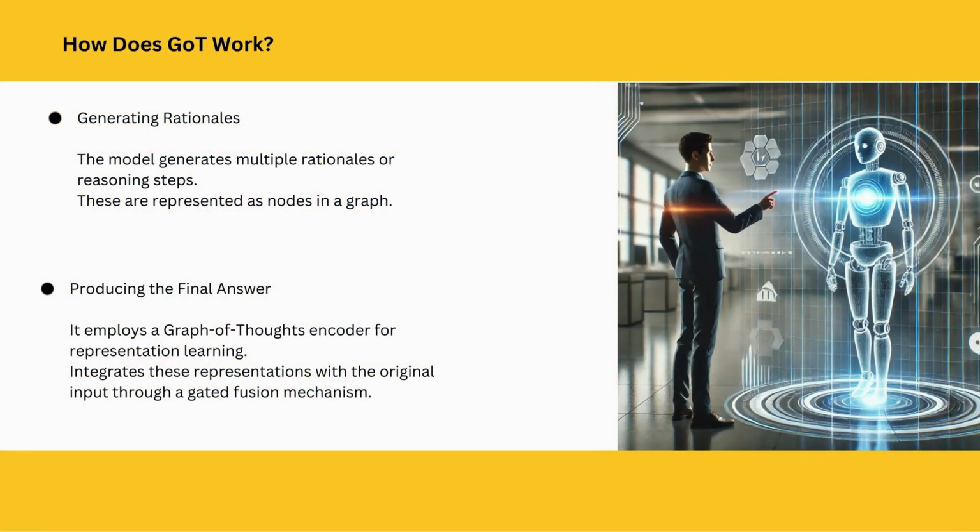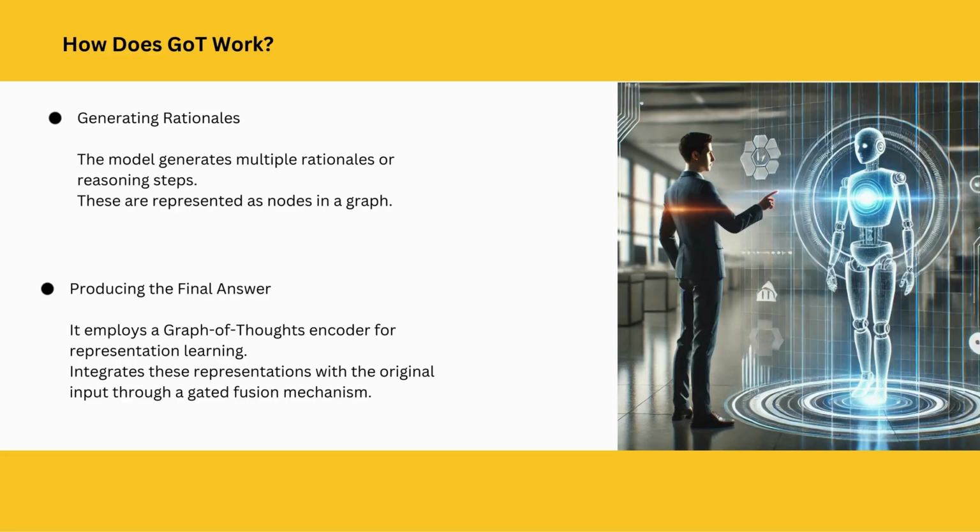How does GoT work? The GoT model operates in two stages. 1. Generating rationales. The model generates multiple rationales or reasoning steps. These are represented as nodes in a graph. 2. Producing the final answer. It employs a graph of thoughts encoder for representation learning, and integrates these representations with the original input through a gated fusion mechanism.